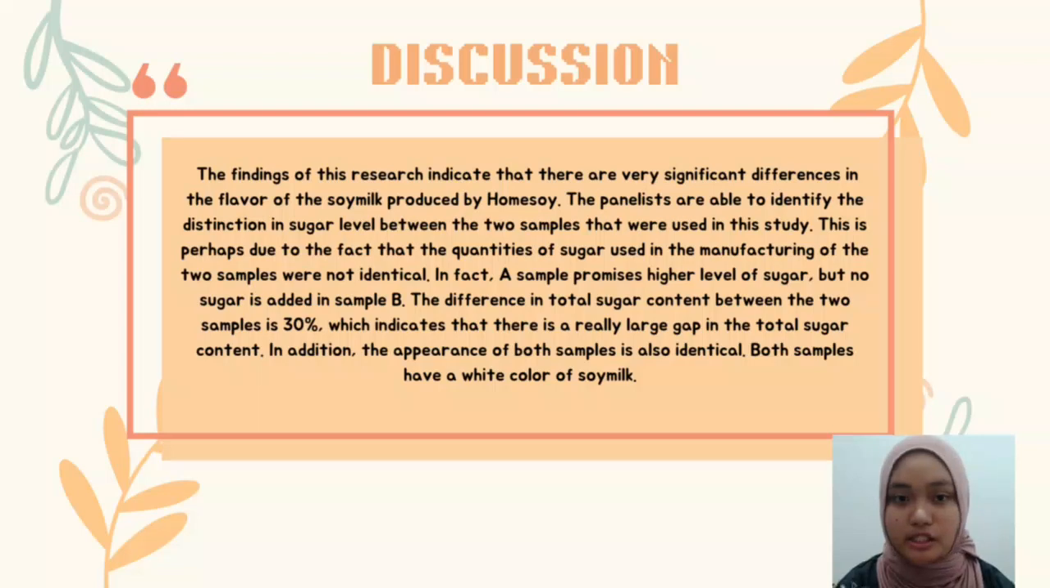This is perhaps due to the fact that the quantities of sugar used in the manufacturing of the two samples were not identical. In fact, sample A contains a higher level of sugar, but no sugar is added in sample B. The difference in total sugar content between the two samples is 30%, which indicates that there is a really large gap in the total sugar content.